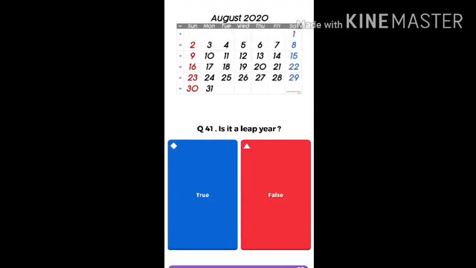Is it a leap year? Normal year has 365 days. Leap means jump. So a leap year takes a jump from 365 to 366 days. You can divide a year by 4 to find out if it is a leap year or not. So 2020 can be divided by 4 without any remainder. So it is a leap year.